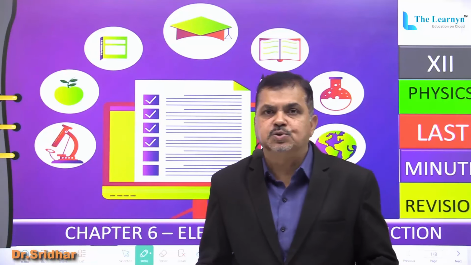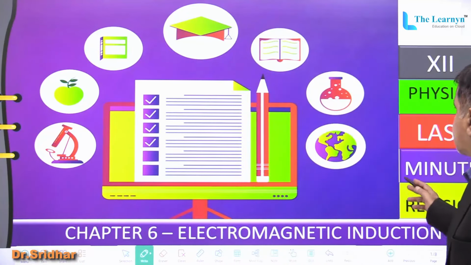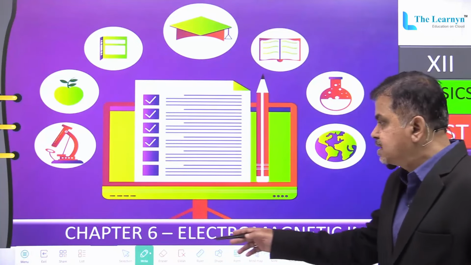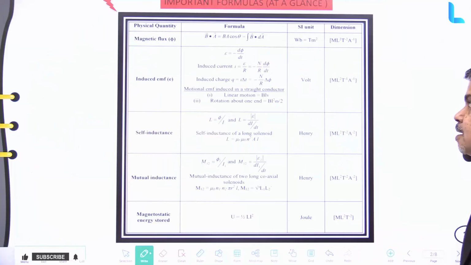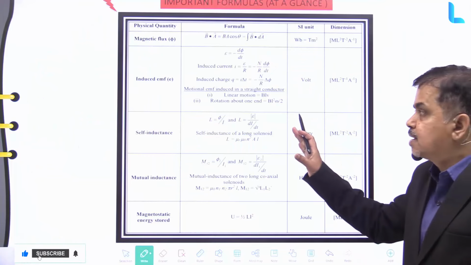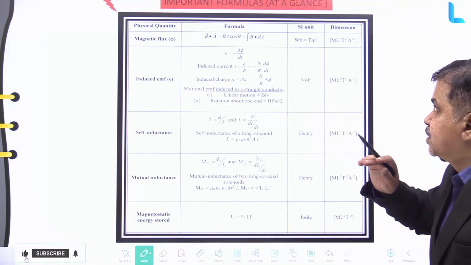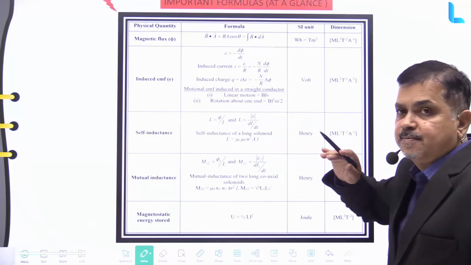So now let us do a quick revision, or a last minute revision, on the subject of physics for class 12 CBSE, covering chapter number 6, that is electromagnetic induction. In this particular table we have a summary of some important formulas at a glance. We have the physical quantities, their formulas and their units.